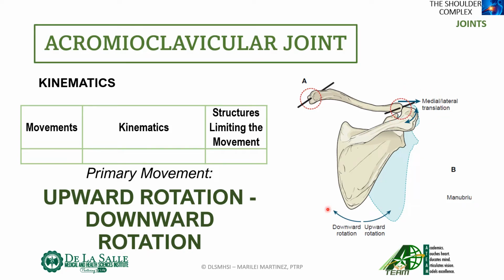For the downward rotation, downward rotation at the AC joint returns the scapula back towards the anatomic position. So just the opposite. Okay? And therefore, this motion is mechanically associated with shoulder adduction and extension. So when you perform glenohumeral adduction and extension, there will be downward rotation of the scapula at the acromioclavicular joint.